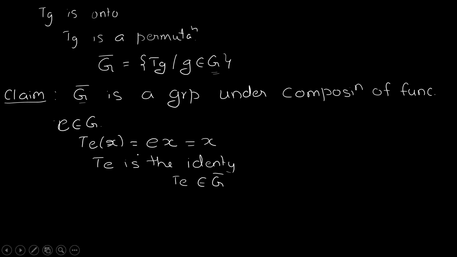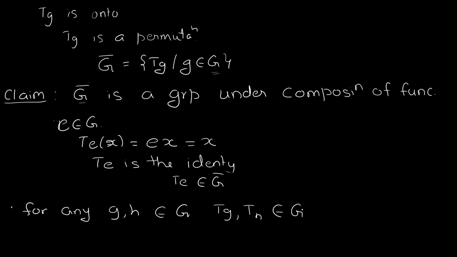Next target is to show that for some g and h belonging to G, Tg and Th also belong to G bar. That means I have to show that their composition Tg dot Th also belongs to G bar. Because for x and y belonging to G bar, I have to show that x into y belongs to G bar. I'm going via two-step verification.